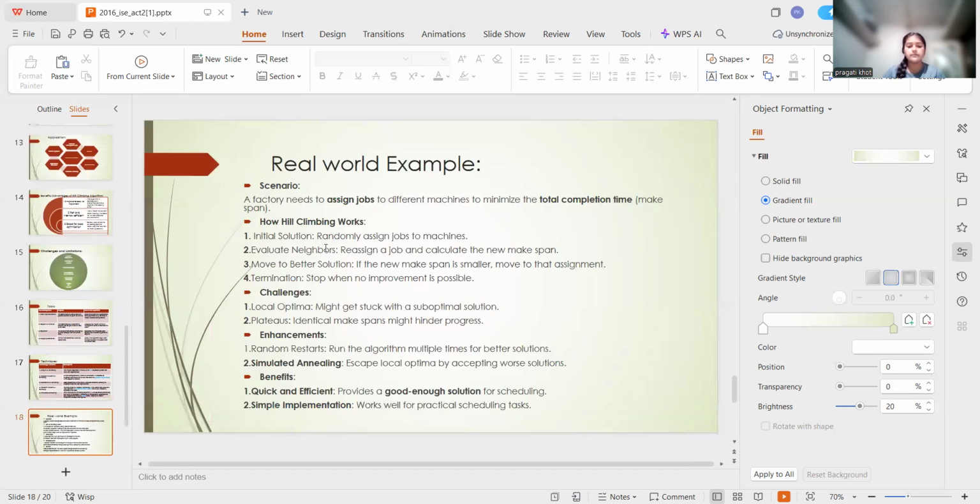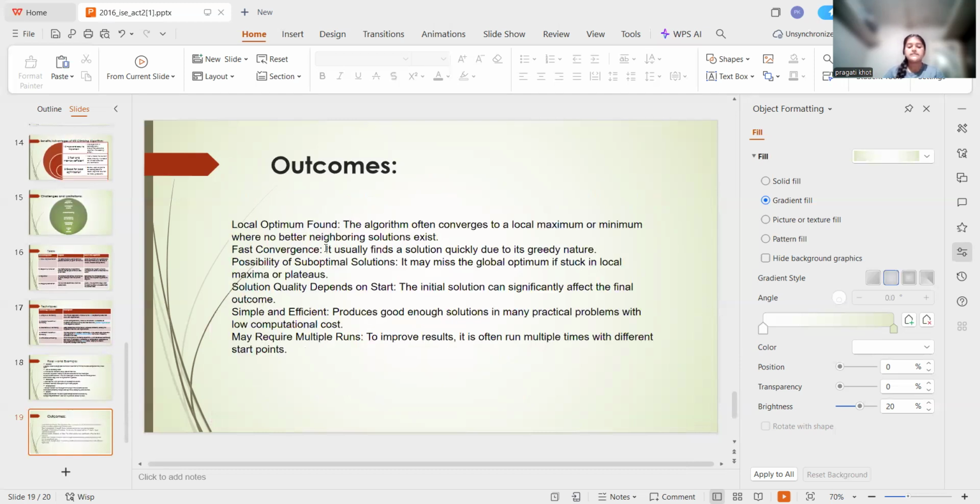In this example, a factory needs to assign jobs to different machines to minimize the total completion time. Next slide is the outcome.